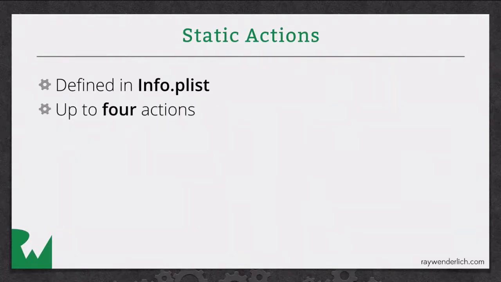Before we get coding, let's cover the two different types of actions that exist for 3D Touch. First one is called a static action. These static actions are defined in your info plist file and become available as soon as your application is installed. You can have up to four actions in your info plist. Like I said, they're installed immediately with your application because they're already in the info plist file.